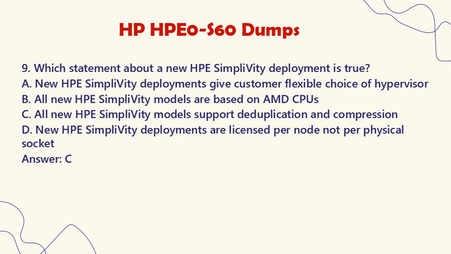9. Which statement about a new HPE SimpliVity deployment is true? A. New HPE SimpliVity deployments give customer flexible choice of hypervisor. B. All new HPE SimpliVity models are based on AMD CPUs. C. All new HPE SimpliVity models support deduplication and compression. D. New HPE SimpliVity deployments are licensed per node, not per physical socket. Answer: C.